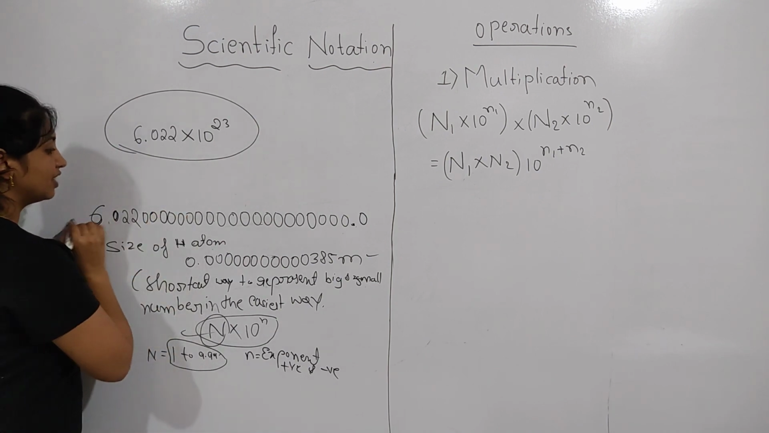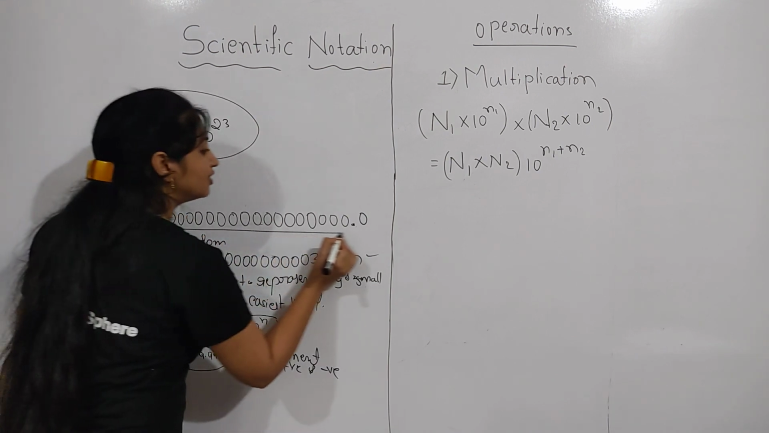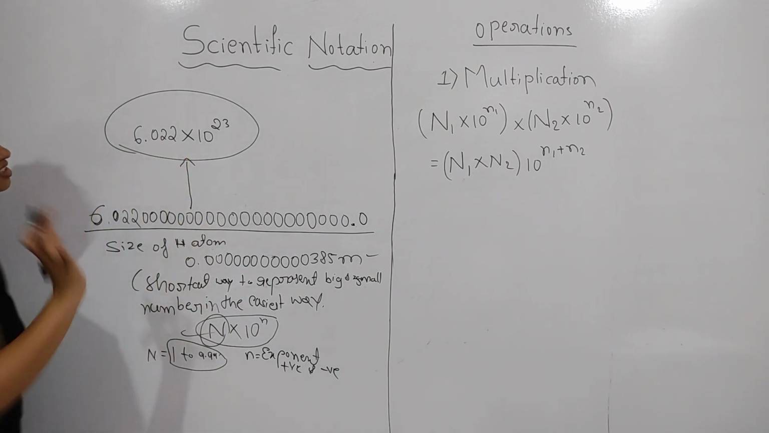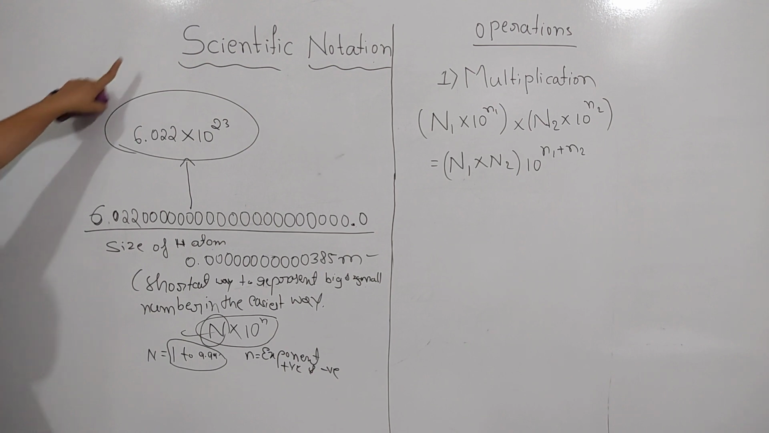That's why this is a very big number and very inconvenient to write. That's why we use this. This is the simpler form. So this is the meaning of scientific notation.